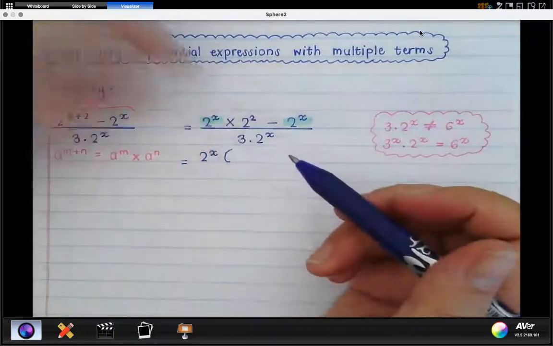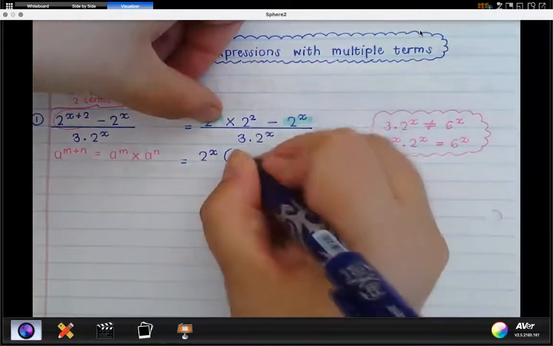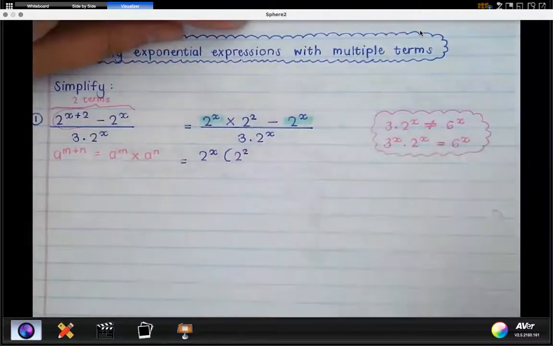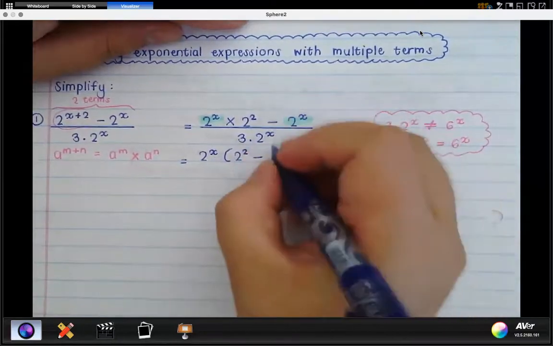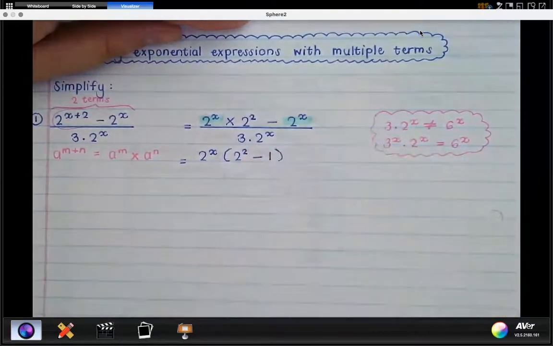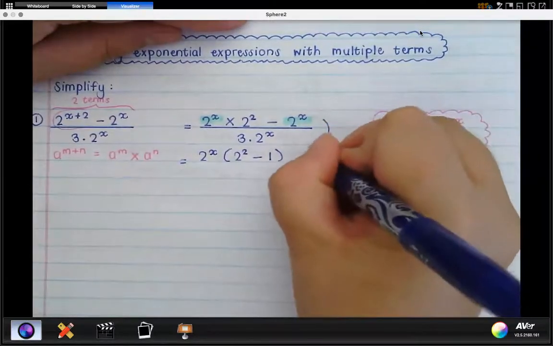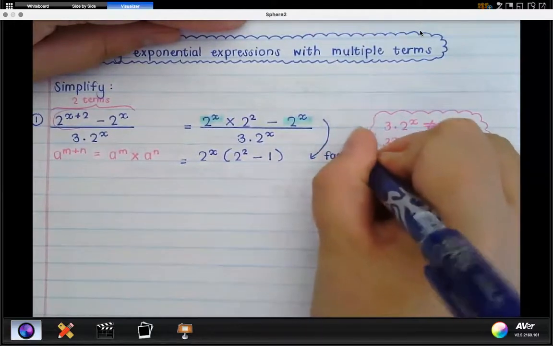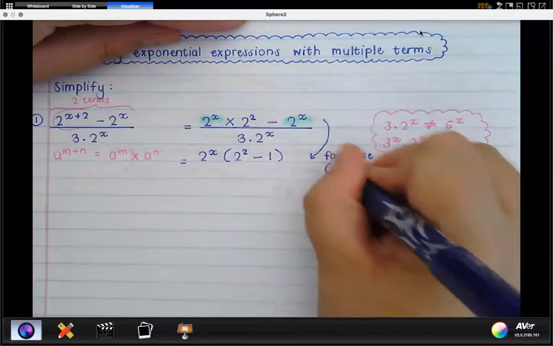So guys, if I take this term and divide it by 2 to the x, I'm going to be left with 2 squared, which is 4. You are welcome to write it as a 4 straight away if you want. And then minus, now 2 to the x divided by itself is 1. Right, so I am factorizing there. From here to here, I factorized. I'll just put in brackets, common factor.